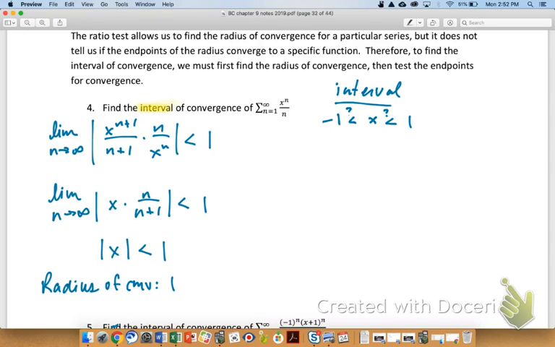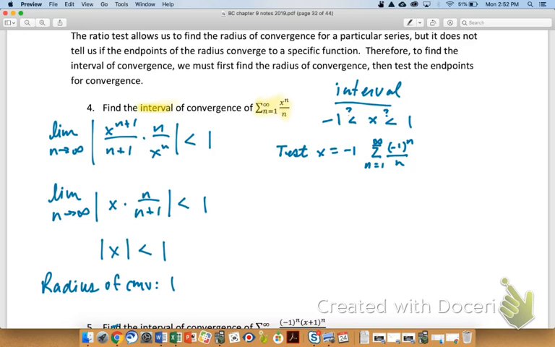Okay, so here's what I need to do. I need to test out the endpoints and see if I get convergence all the way up to and including those endpoints, or perhaps maybe not including them. So here we go. I'm going to test x equals -1. I'm going to go back to my original nth term representation, and if x equals -1, this would be the sum from n equals 1 to infinity of (-1)^n over n.